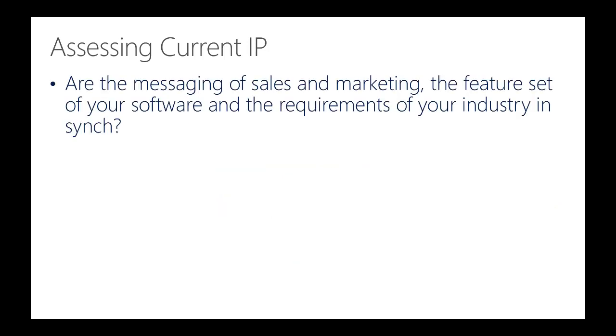Are the messaging of sales and marketing, the feature set of your software, and the requirements of your industry in sync? In other words, you're keeping track of the requirements in the industry. You're making sure that there are features in the product. Are you making sure that the sales and marketing material reflect those features? Are you making sure that your market knows that you're keeping track of these things for them? Are you making sure that your customers know that you are taking care of their requirements?